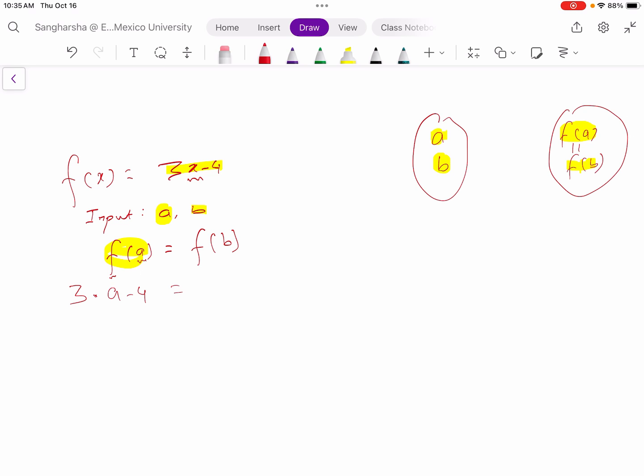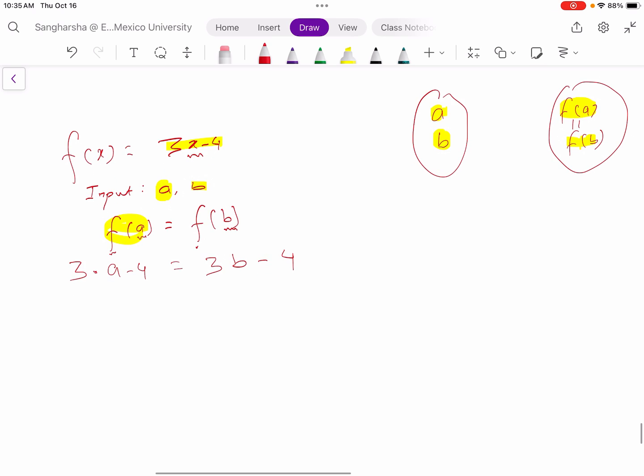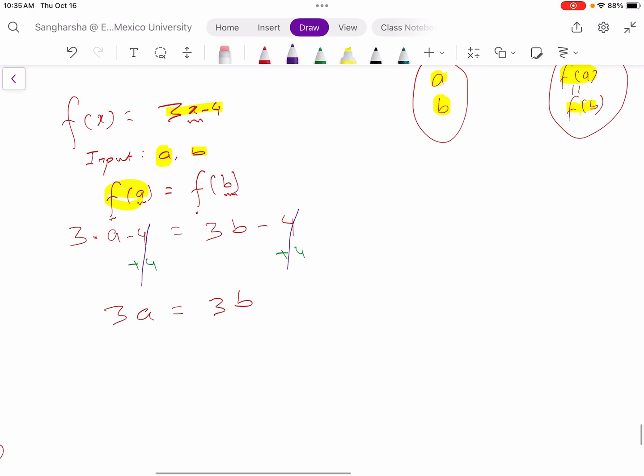It's the same thing, right? You take the function f and replace every x by B. So 3 times B minus 4. So we add 4 here. So this is 0, this is 0. So we have 3A equals 3B. Now let's divide both sides by 3. So what do we get? A is equal to B.